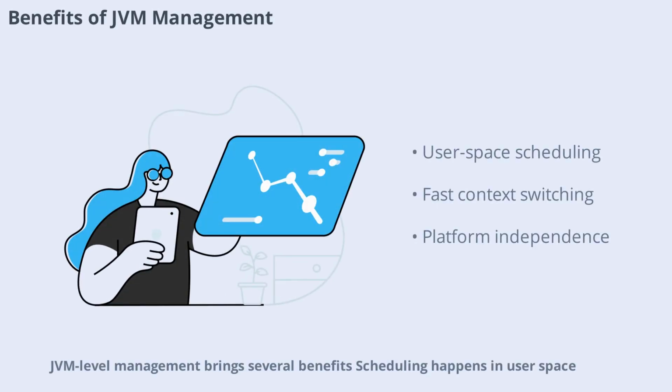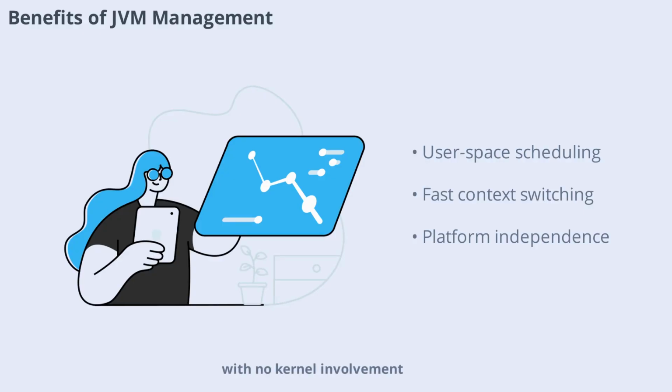JVM-level management brings several benefits. Scheduling happens in user space, with no kernel involvement. Context switching between virtual threads is just a method call, making it extremely fast. Virtual threads work the same across different operating systems, and the JVM can optimize scheduling based on application behavior, ensuring maximum efficiency.